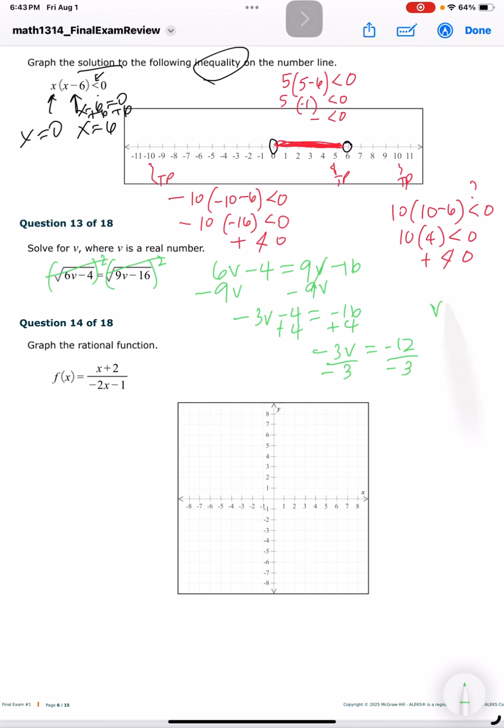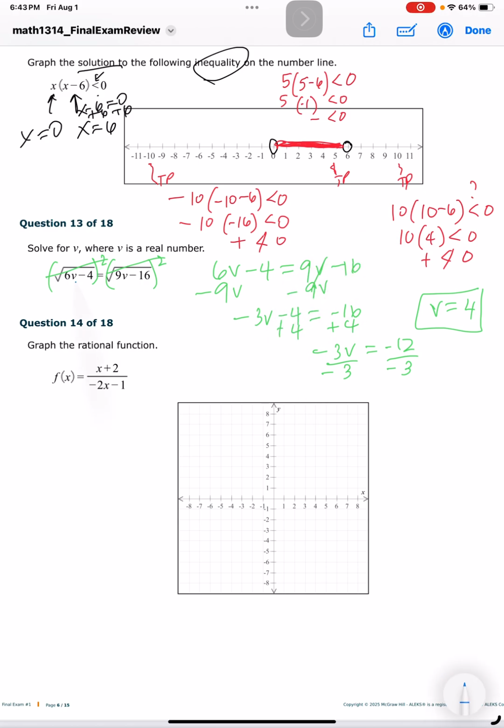and I end up with v equals positive 4. Of course, it's important that you check your work here because this could be what's called an extraneous solution, or it doesn't make it true. So you do want to stop and make sure you check your work here. So I'm going to just check it.